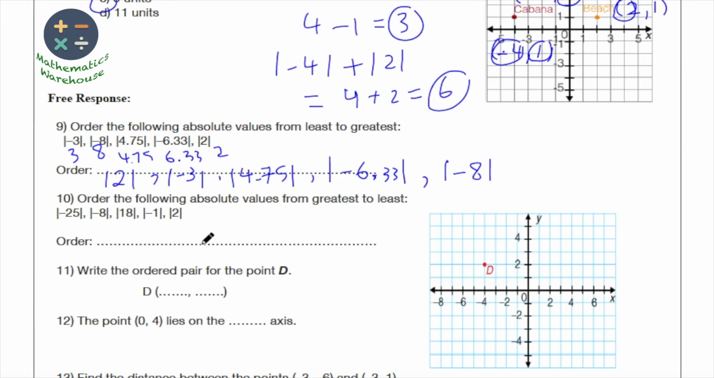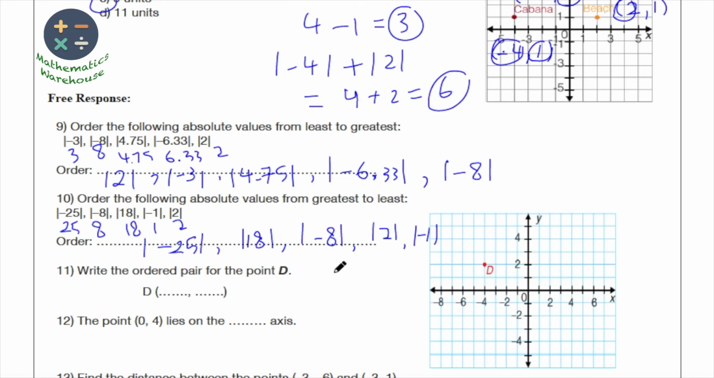Order the following absolute values from greatest to least. Here we have 25. Here it's 8, here 18, and here 1, and here 2. Now, we need to order from greatest to least. So the greatest one is the absolute value of negative 25, then the absolute value of 18, then we have the absolute value of negative 8, then the absolute value of 2, then the absolute value of negative 1.